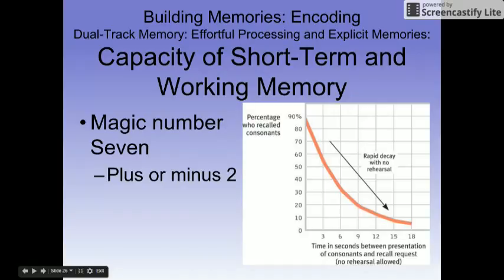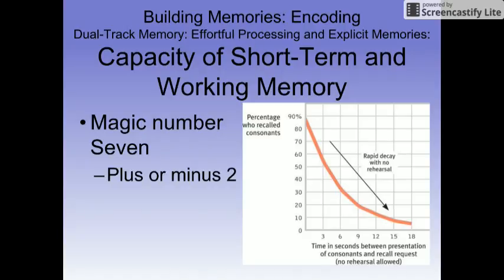So how do we take this information and how do we store it? We encode it. We take it in through our senses, and then hopefully it works its way into our short-term memory. But the capacity of your short-term and your working memory isn't indefinite like your long-term memory. You really need to take some time to get things into that long-term memory.